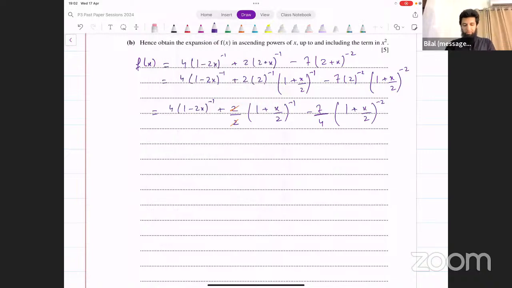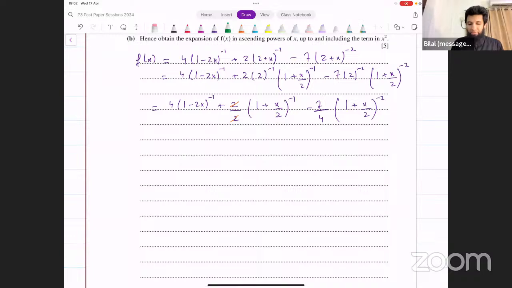Okay, so this is what we have. We have made the first terms 1 for all of them. All right. Now, you will expand each one of them separately. This is the first expansion.